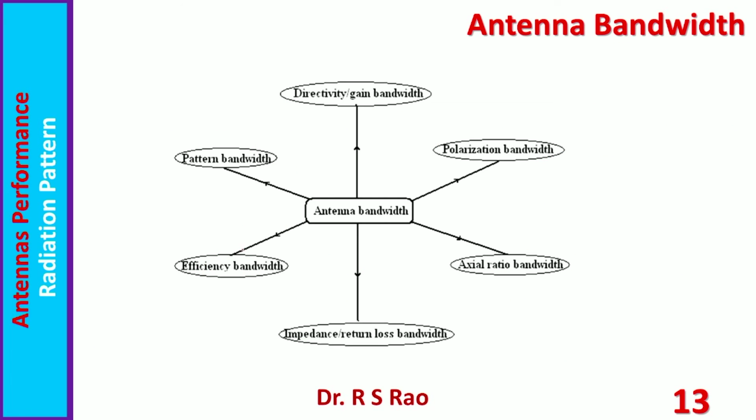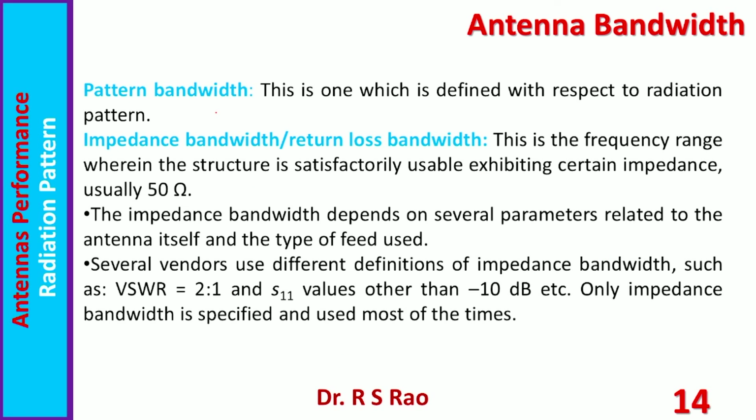Here various bandwidths are shown in the form of a diagram: directivity, gain bandwidth, polarization bandwidth, axial ratio bandwidth, impedance or return loss bandwidth, efficiency bandwidth, pattern bandwidth. So many bandwidths are there when it comes to antenna theory. A brief explanation is given regarding these bandwidths here. Pattern bandwidth is defined with respect to the radiation pattern.